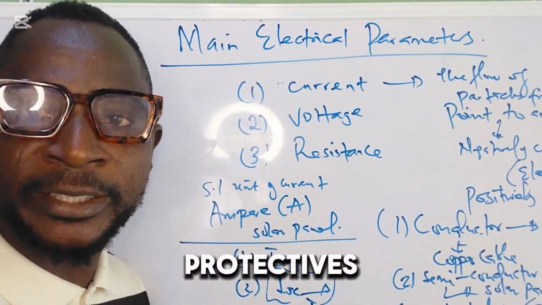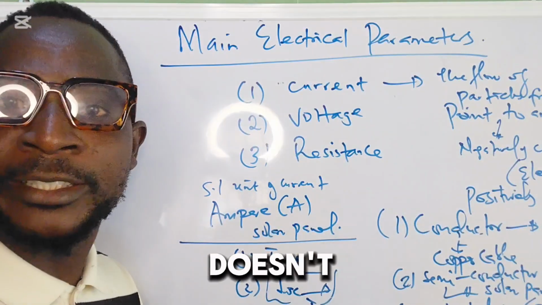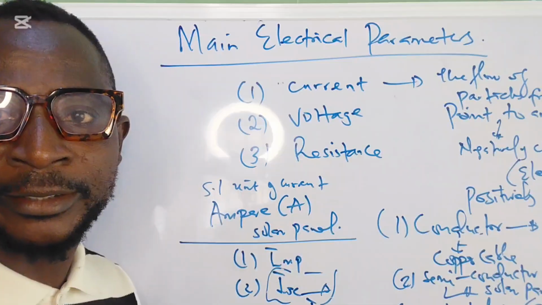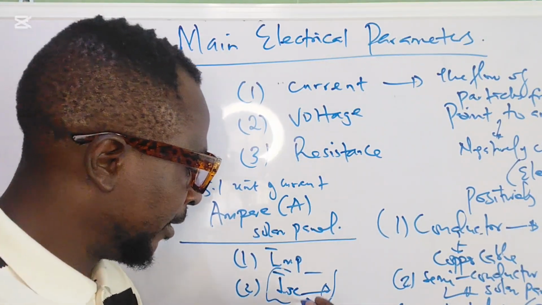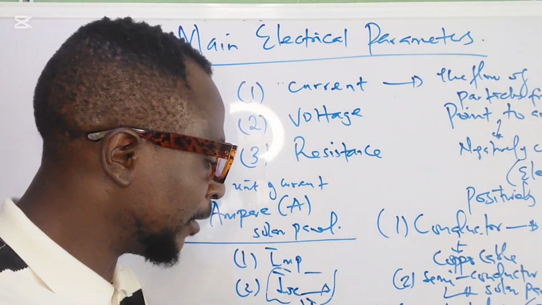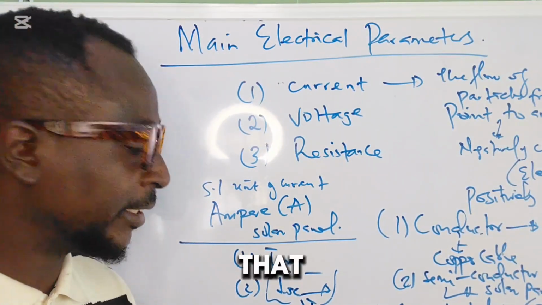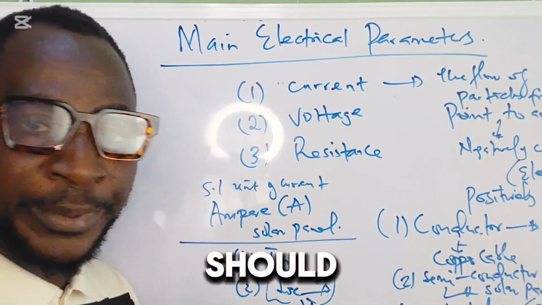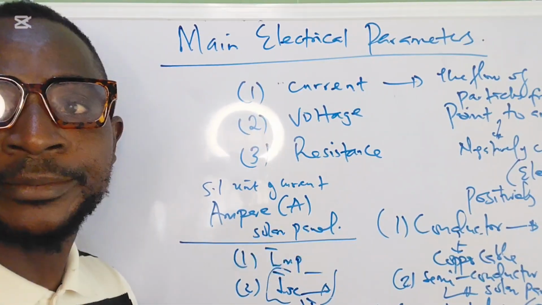So even your protectives should be able to act to isolate the current so that it doesn't get to your main components, your charge controllers or your inverters. And if you are designing for your cable, you will have to add a safety factor. You design at 125%, that is about 1.25. So that is how important this parameter is. You should pay attention to the short circuit current.